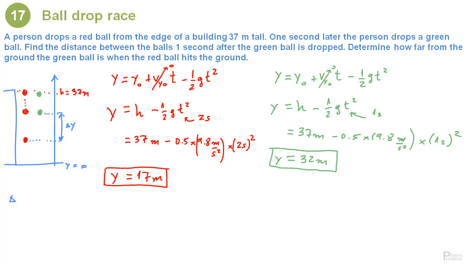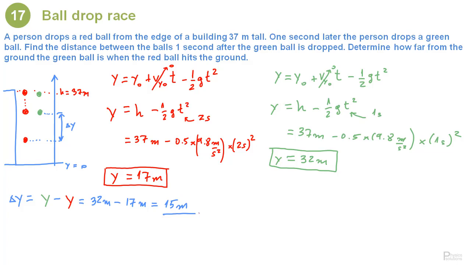We can write delta y to be y of the green ball minus y of the red ball, which gives 32 meters minus 17 meters. And this is 15 meters. So this is the separation between the two balls. There are 15 meters between the red ball and the green ball, 1 second after the green ball was dropped, or 2 seconds after the red ball was dropped. Excellent. Let's look at the next question.